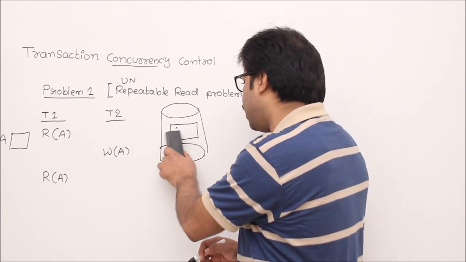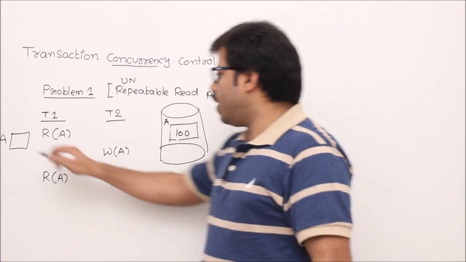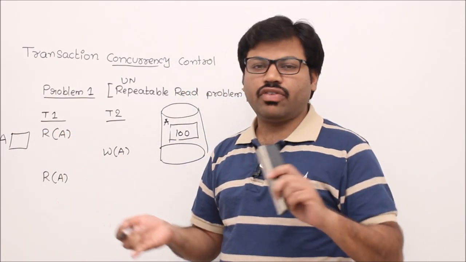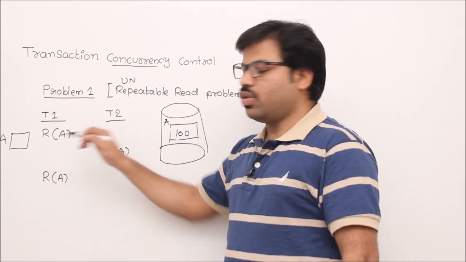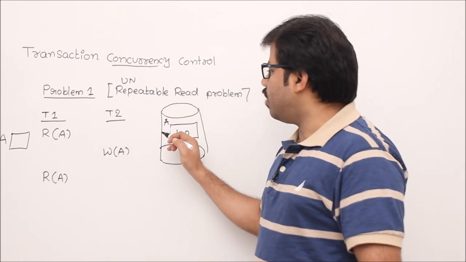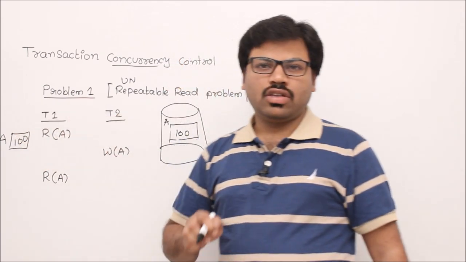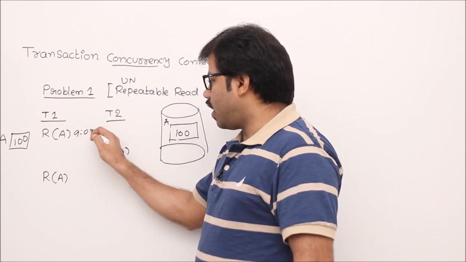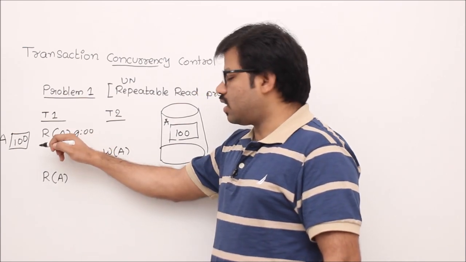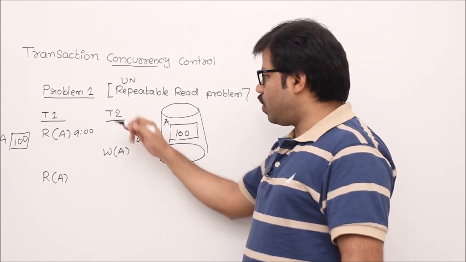Assume that this database variable A's current value is 100. Whenever you do read of A, it takes some time, of course. Now we are not calculating the time. We are focusing on what happens when you do read of A. So this data 100 will be transferred to this one. Now after that, let's write timelines so that you can understand it clearly. At 9 o'clock this instruction has happened. Then at 10 o'clock the write of A instruction of T2 has happened.